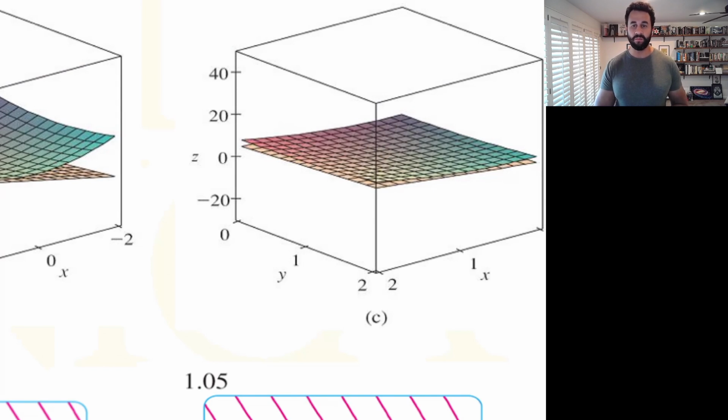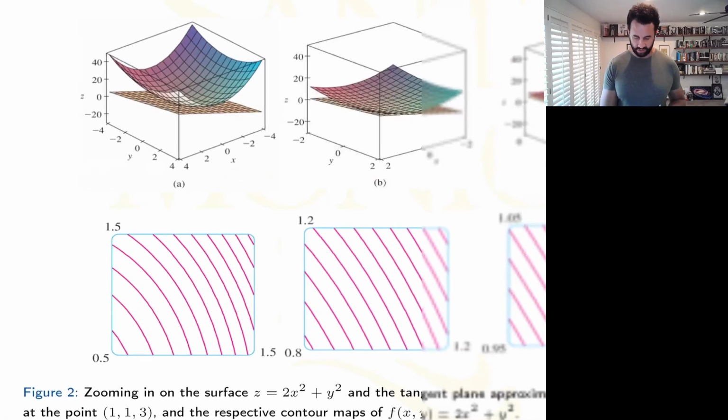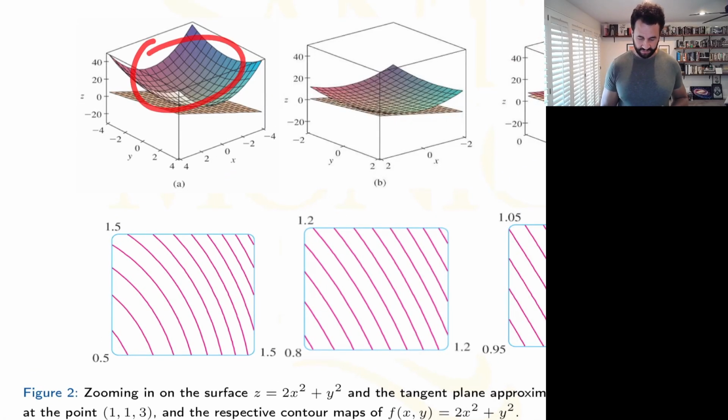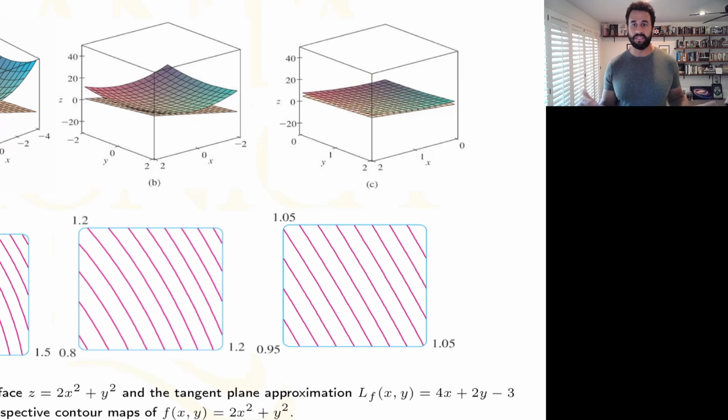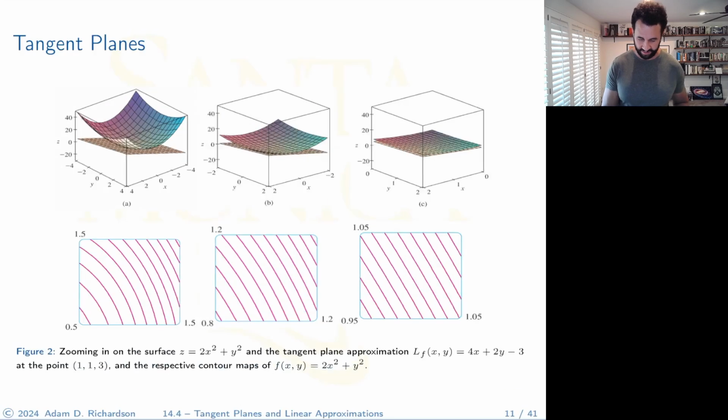And the more we zoom in, the more our surface just looks like a plane, like a flat piece of paper. Here's what the contour maps look like. Let me zoom out a little bit. Here's what our surface looks like, and if we zoom in more, these are the contour lines. The contour lines start to look like straight lines, which makes sense, because it's starting to look like a plane the more we zoom in. And you remember that the contour map for a plane is just a bunch of parallel lines. That's the intuitive idea here.